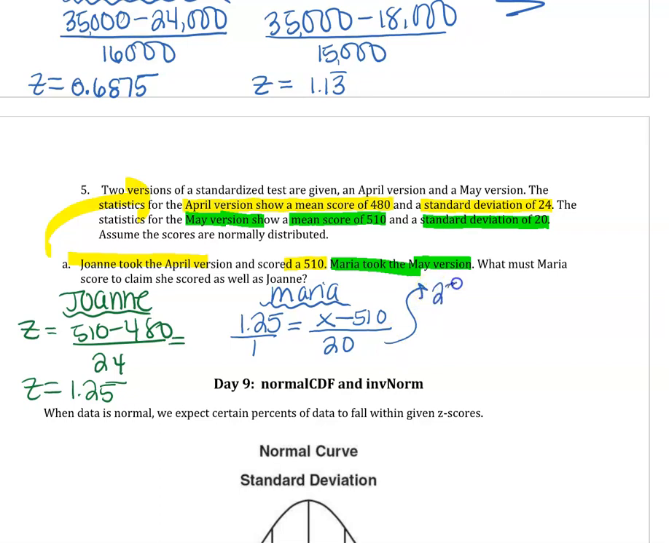25 equals x minus 510. Add over the 510, and that would be 535. So that means Maria must score a 535 in order to claim she scored as well as Joanne because of the z-score that you're trying to match. And that's how we use z-scores to compare data.